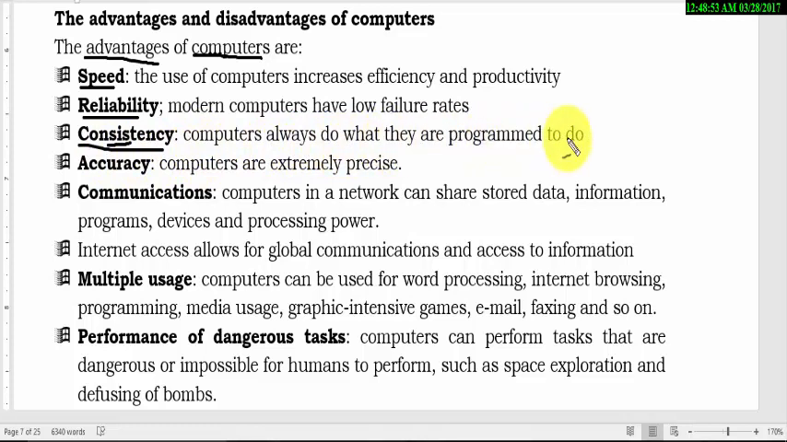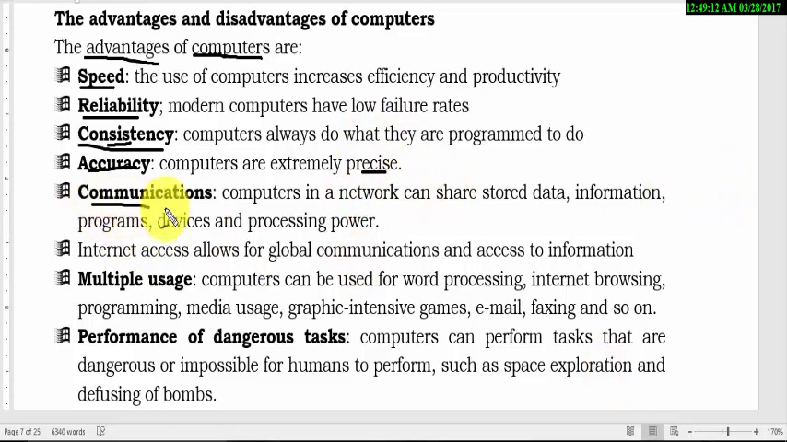Then the other part we are going to look at is accuracy. Accuracy means that it gives you the exact information you want. Computers are extremely precise. Precise means exactly. So what you command the computer to do, it is what you are going to see.